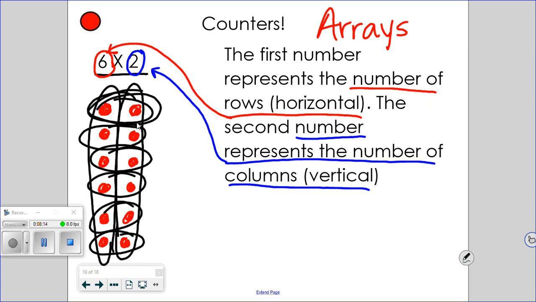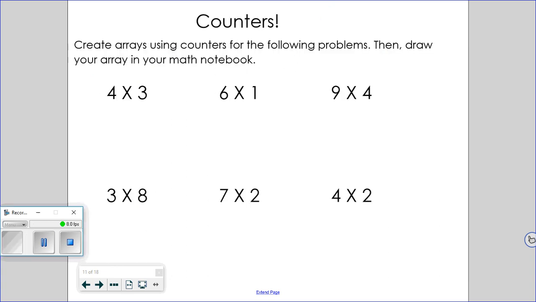Notice how neatly I did my rows and columns. They're not all floating around. Yours should be very neatly drawn in your notebook. A 6x2 array. We're going to do one of these together. We're going to build it first. Then you're going to draw it in your notebook. So move your counters off your notebook.